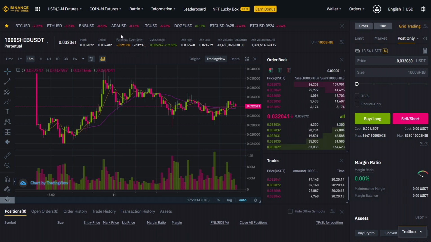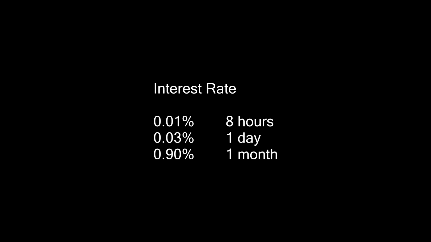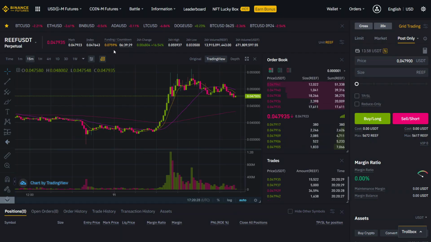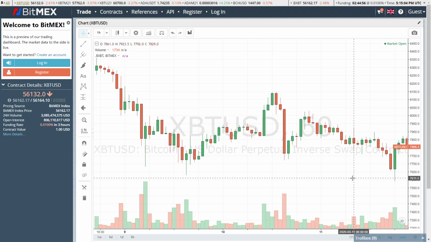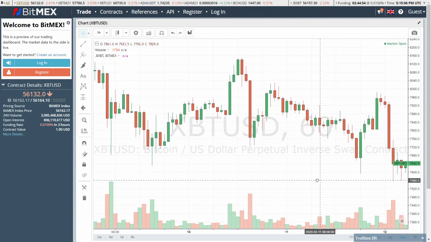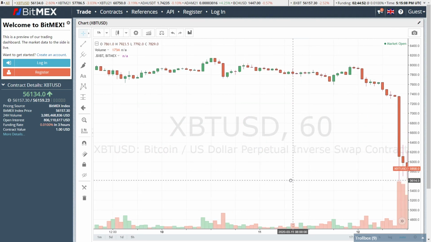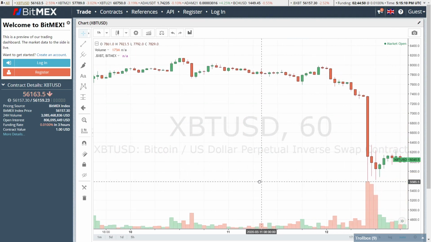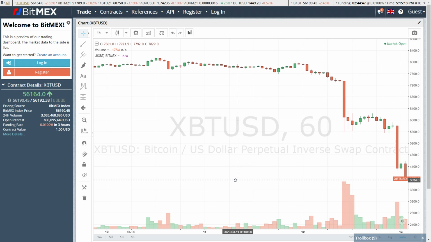longs. In normal days, the funding rate will be 0.01% every 8 hours, which corresponds to 0.03% per day or 0.9% per month. In practice, the funding rate tends to be slightly higher, especially during bull runs. It's quite uncommon to have negative funding for long periods of time unless there is a big market crash, like the one we saw in March 2020.